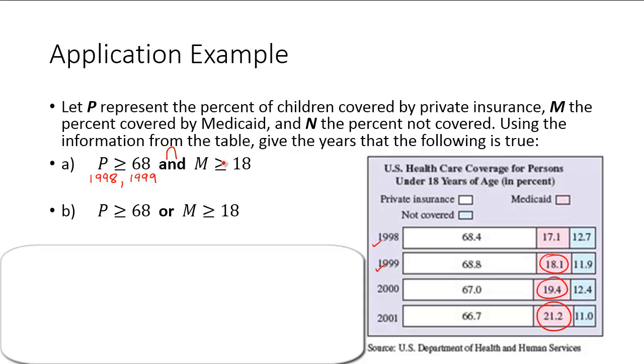So AND means the intersection of those years. So the common years leave us with just 1999. Try the next one. So the first one says P is greater than or equal to 68, which was here, here, and that's it. M is greater than or equal to 18, here, here, and here. But now it's an OR statement, so everything is included. So that would include all the years, and you can just list them out.